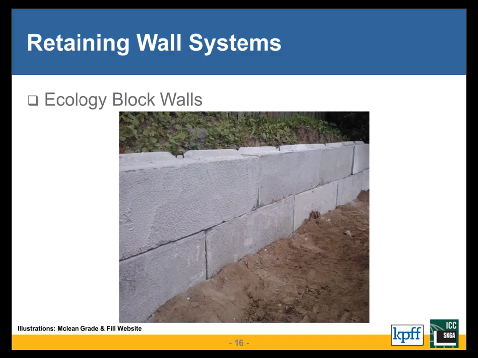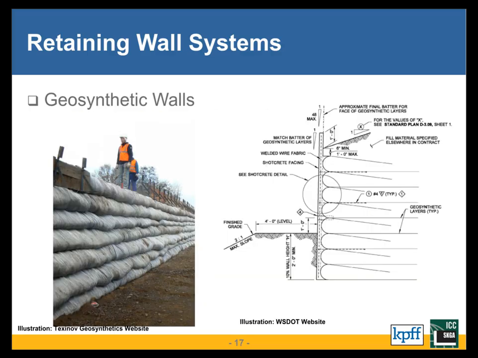Ecology block walls, which are mostly used for temporary walls, but sometimes you'll see them used permanently. Geosynthetic walls that are sometimes also called burrito wrap walls, that are a non-proprietary variation on an MSE wall. And they can sometimes have either a shotcrete face applied, or sometimes even can be planted to create kind of a vertical green wall.